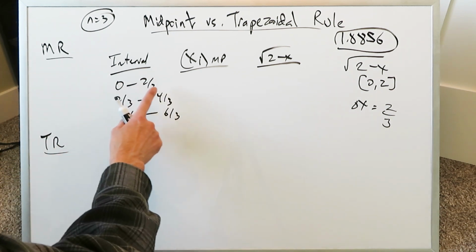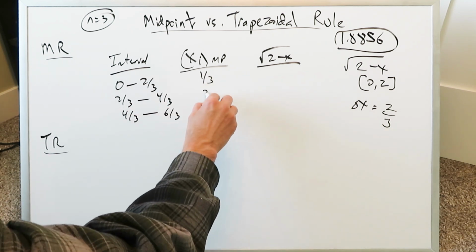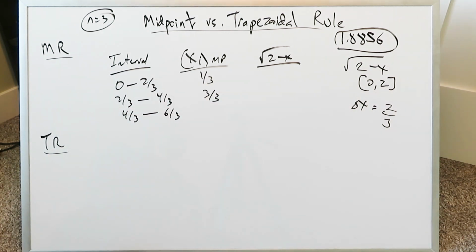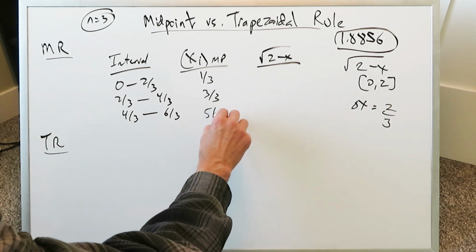When you're doing the middle of 0 and 2 over 3, you're getting a 1 over 3. The middle of this is a 3 over 3. I'm just keeping everything here over 3. I'm not simplifying anything, just for consistency. And here we have a 5 over 3.